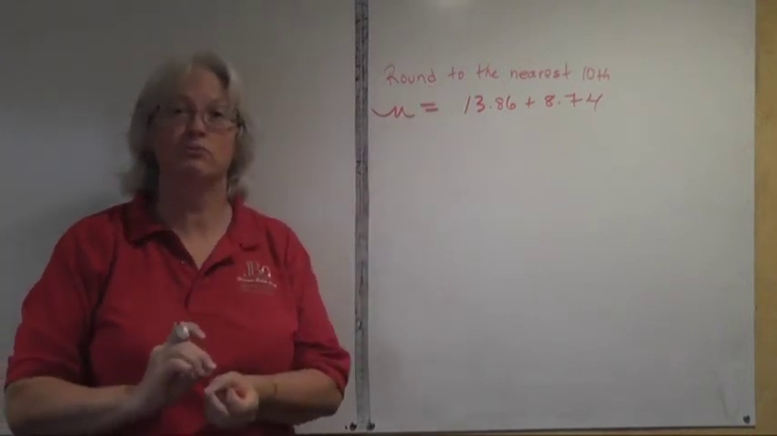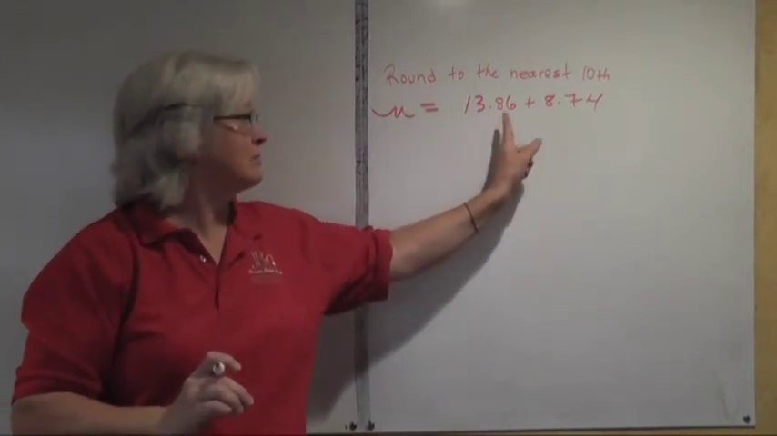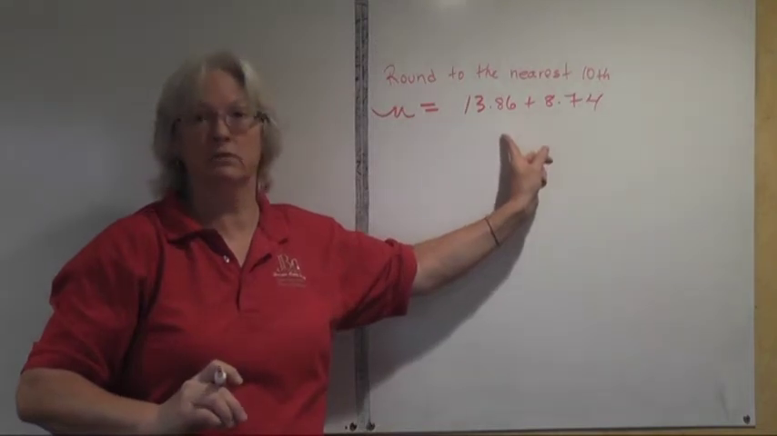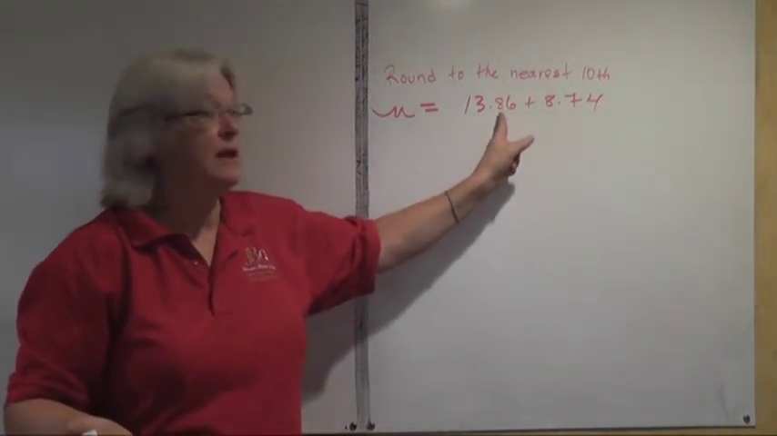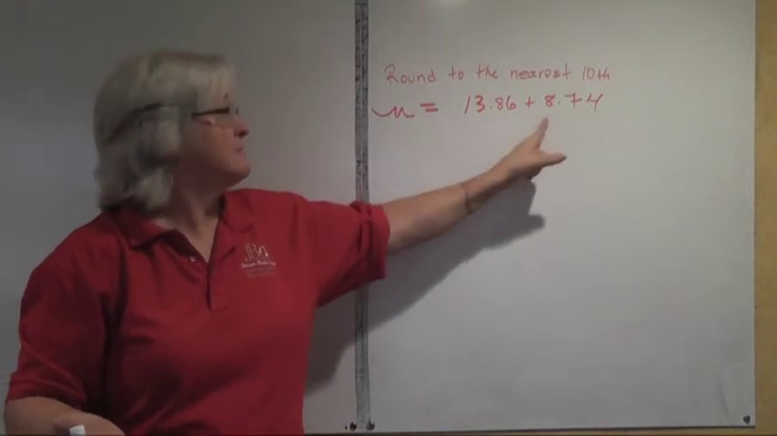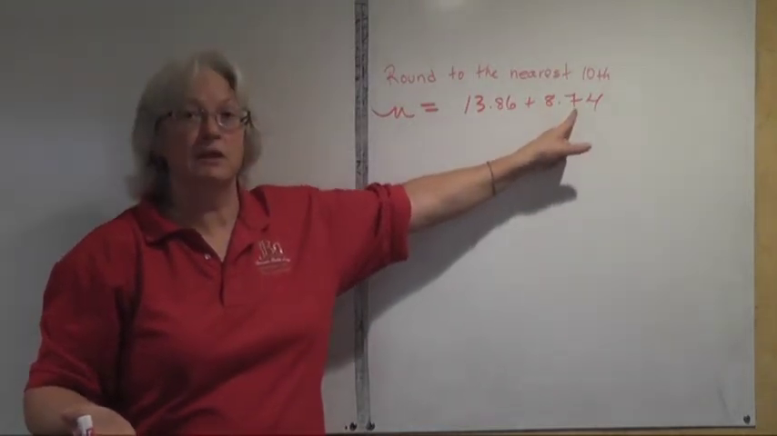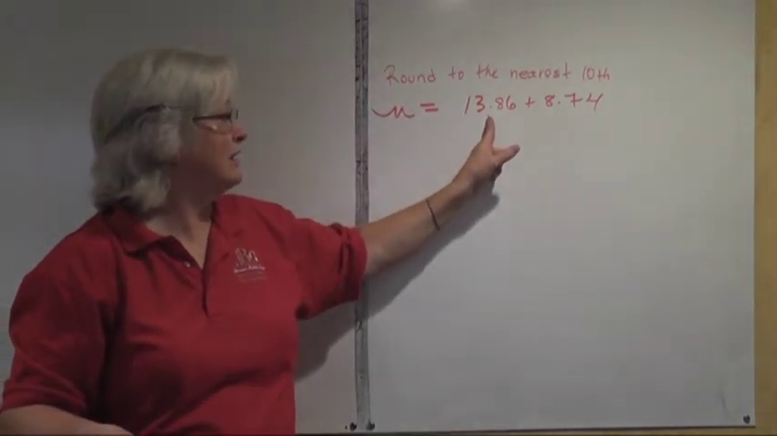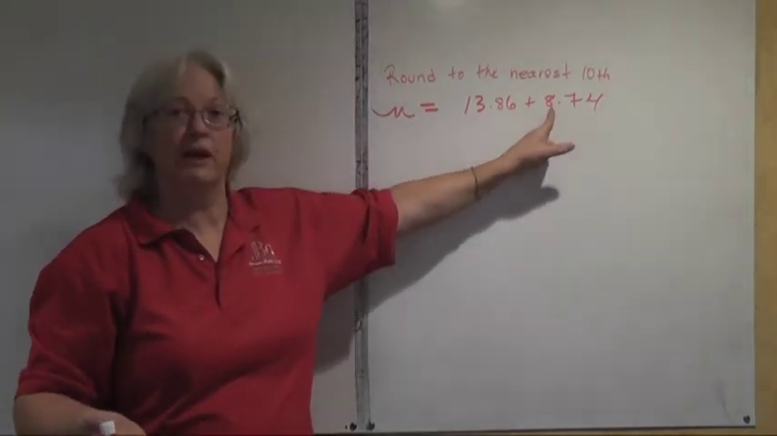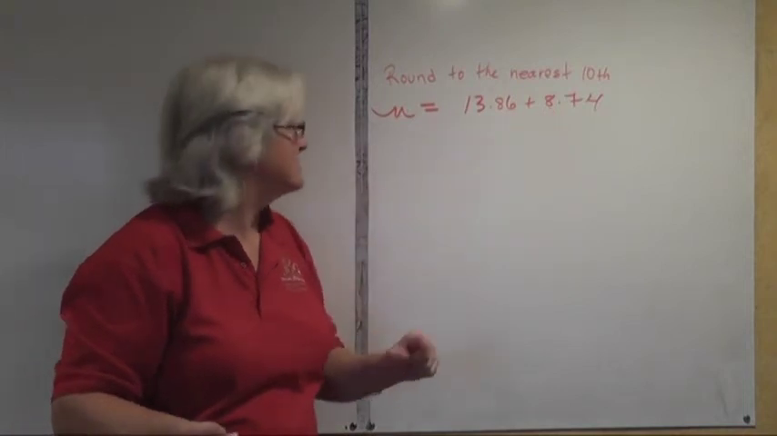What do you do when you're estimating sums and differences with decimal numbers? You have to make sure that you round to the specific place that they ask you to round to, just like you would do with whole numbers. The 8 is in the tenths place. The 7 is in the tenths place in this number here. This is going to round to 13 and 9/10. This will round down to 8 and 7/10.